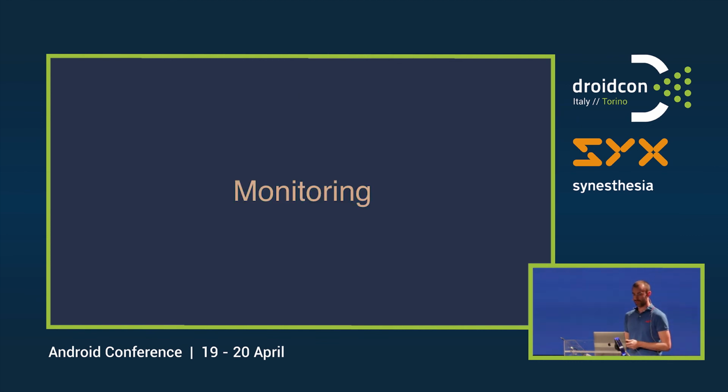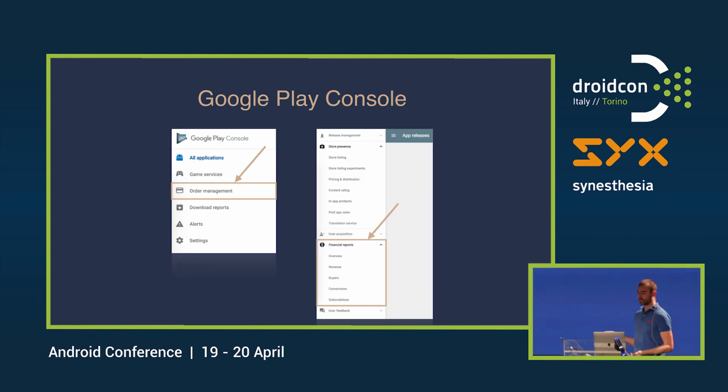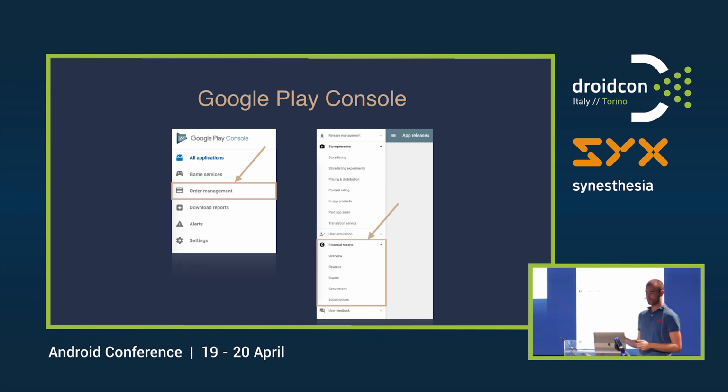I'm going to talk a little bit about monitoring. The Play Store console is a great tool for monitoring your revenues and your subscriptions and your in-app purchases. You can use two main tools. One is the order management window, which is on the very main homepage of the Google Play console. And the other one is a per-app section that is called financial reports.